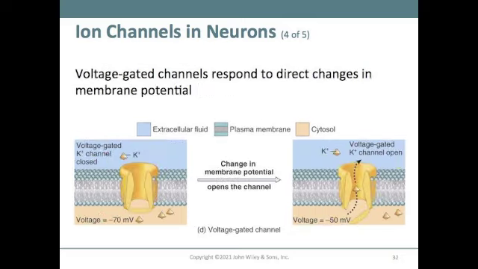Let's see here. So we've got voltage-gated channels, which respond to direct changes in the membrane potential. If your membrane potential when you're at rest is at negative 70 millivolts, if that was to change to negative 50 millivolts, that would create some sort of an action potential where this protein can open up and allow some sort of diffusion of some ions such as a potassium ion.